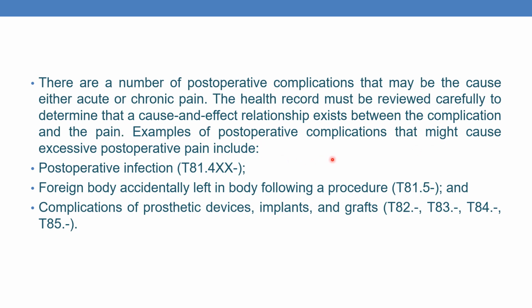Examples of post-operative complications that might cause excessive post-operative pain are post-operative infection, which comes under the series T81.4XX, which is further expandable; or a foreign body accidentally left in the body following a procedure, which comes under the T81.5 series; or complications of prosthetic devices, implants and grafts, which come under the T82, T83, T84 and T85 series.